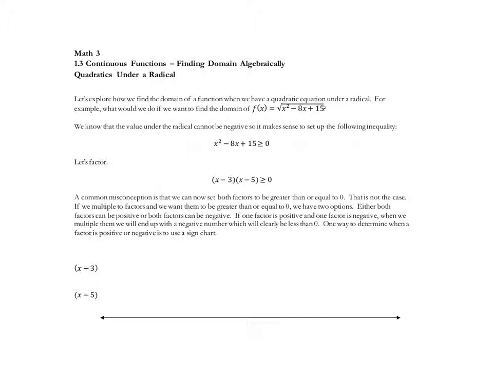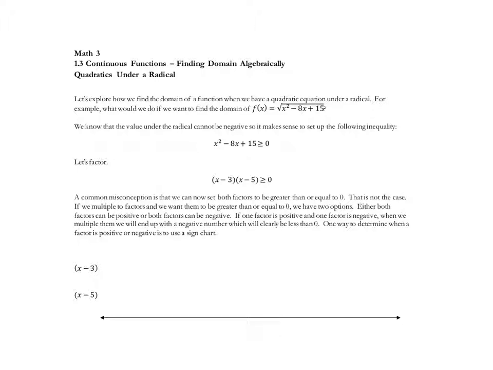When we see a quadratic like that, we know that we need to factor it. So we factor. We have the quantity x minus 3 times the quantity x minus 5 has to be greater than or equal to 0. Now, it would be really tempting to say that x minus 3 has to be greater than 0 and x minus 5 has to be greater than 0, but that's not the case.